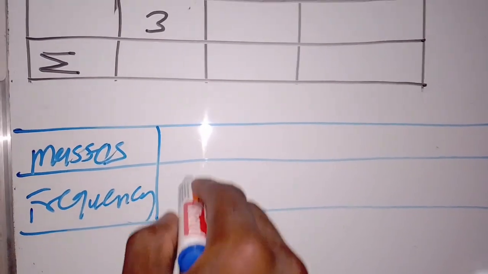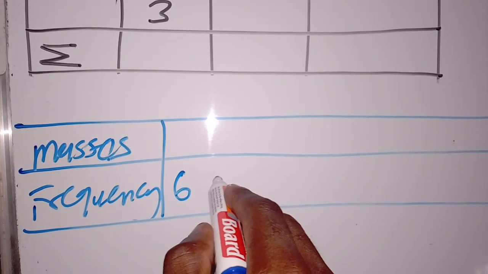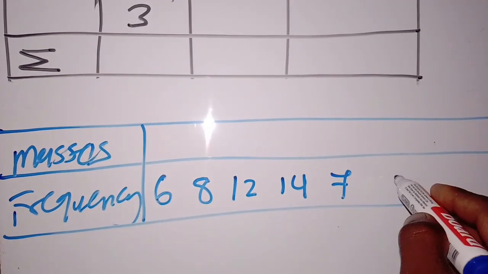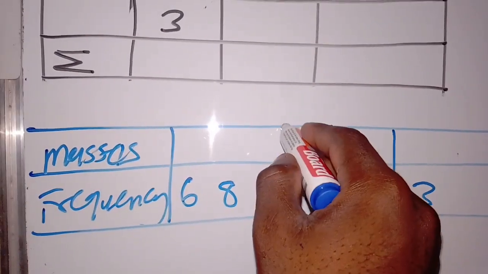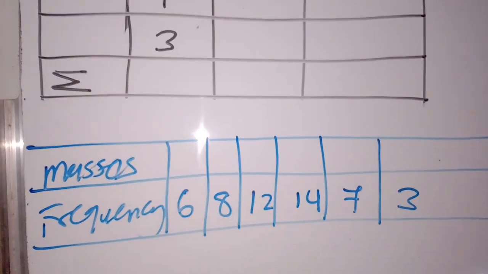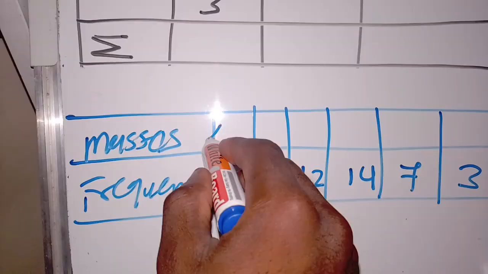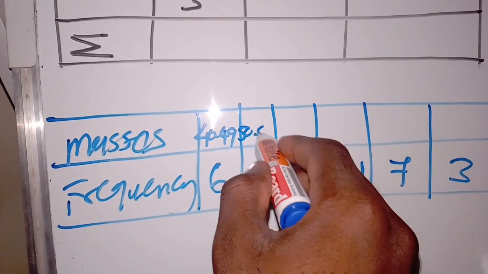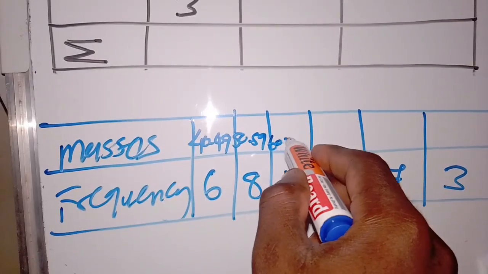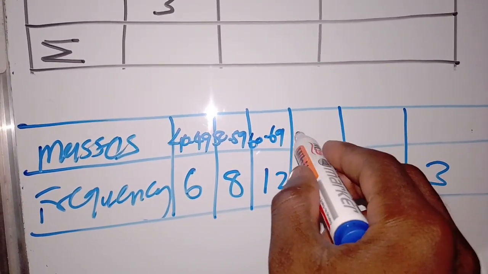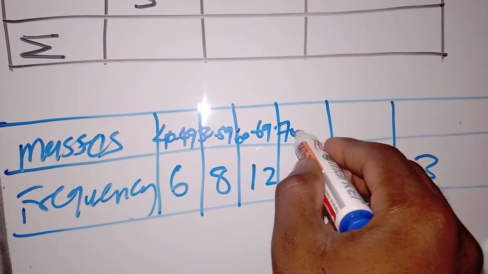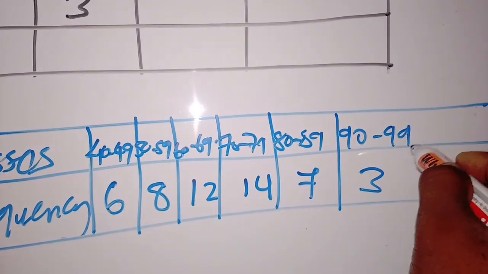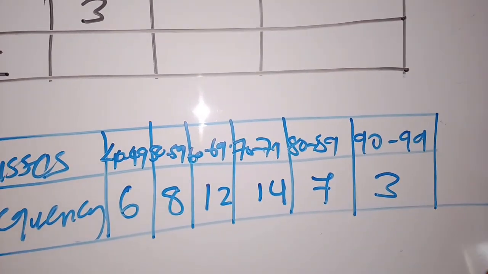So here we had 6, 8, 12, 14, 7, 3. Okay, so we had numbers like this. Here we had 40 to 49, and then here we had 50 to 59. And then here we had the 60 to 69. And then here we had the 70 to 79, 80 to 89, 90 to 99. Okay, this is what we had.